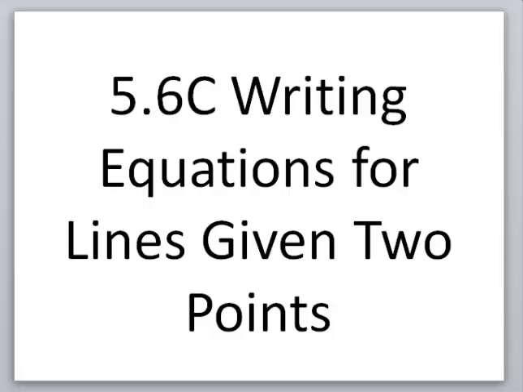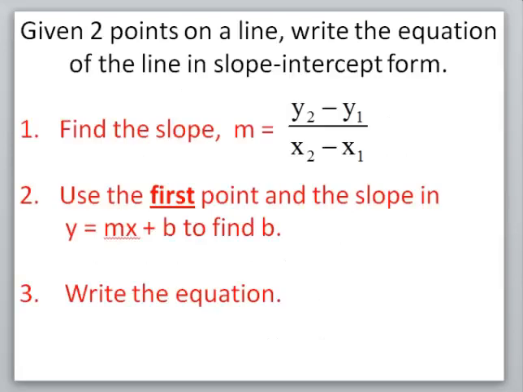Alright, we're going to write equations given 2 points today. In order to write an equation given 2 points, we first are going to have to find the slope using the 2 points that are given. And then we will use the first point. We can also use the second point to find the b portion, just like we did in the previous worksheet. And then we'll write the final answer.